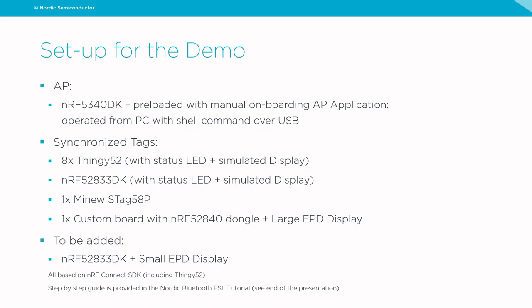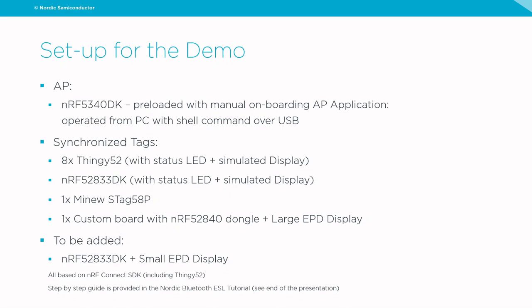In this demo, there is an access point. This is implemented on an nRF5340 development kit. This has been preloaded with the manual onboarding access point application by Nordic. This access point is operated from the PC using a shell command interface over USB.